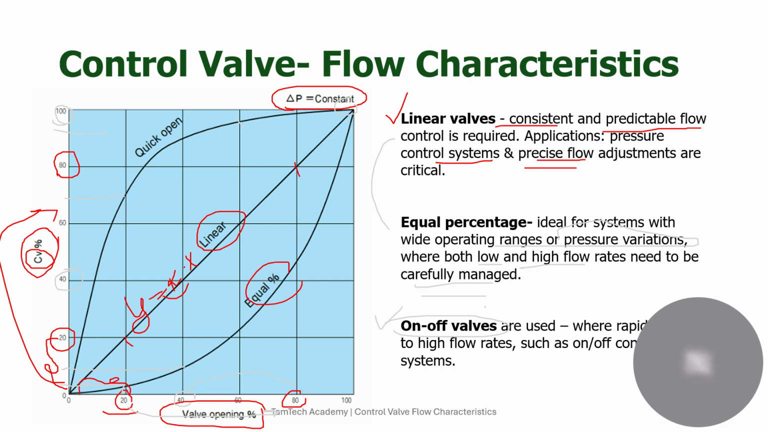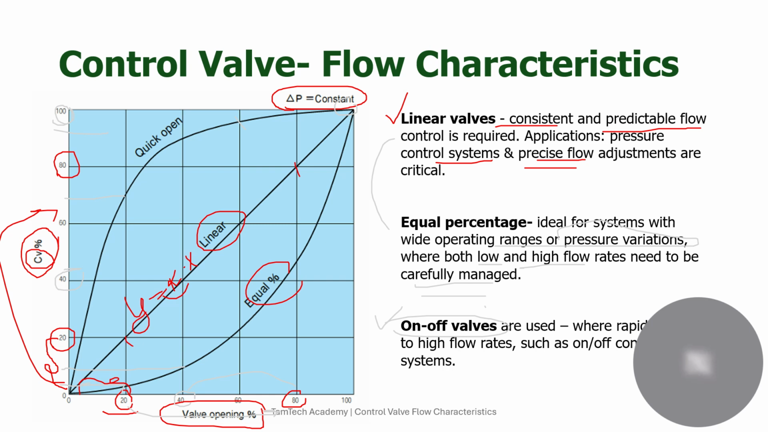So in summary, we can use these quick opening valves if they have this on-off characteristic: the majority of the flow change occurs at the beginning, in the initial valve movement. So nearly maximum flow is achieved with minimum stem movement. The stem is a part of the valve's mechanical parts.